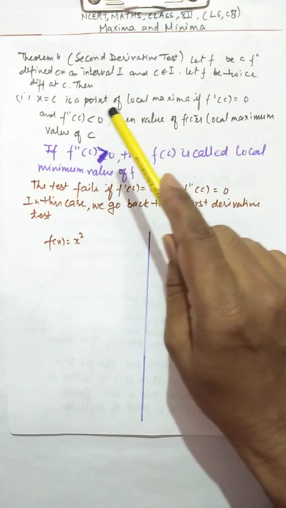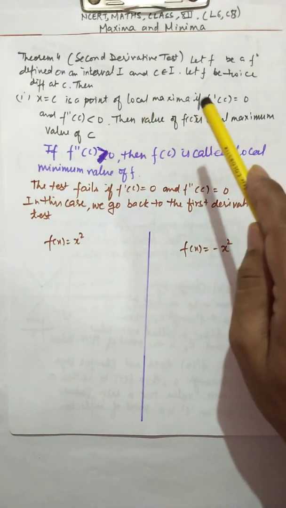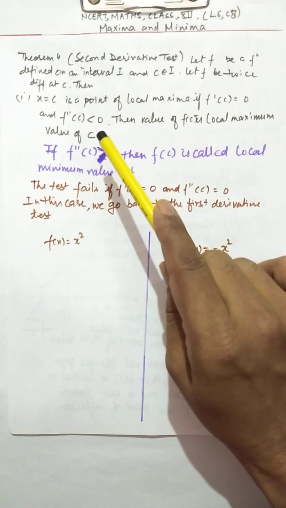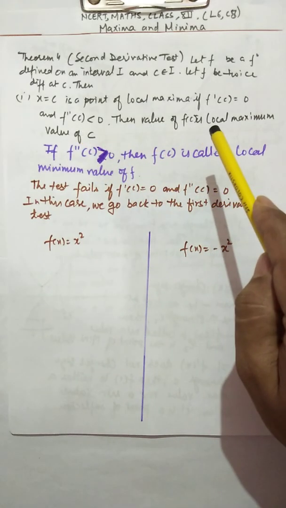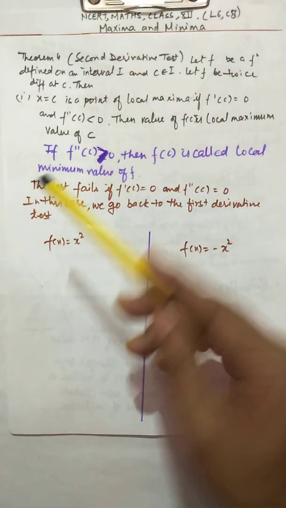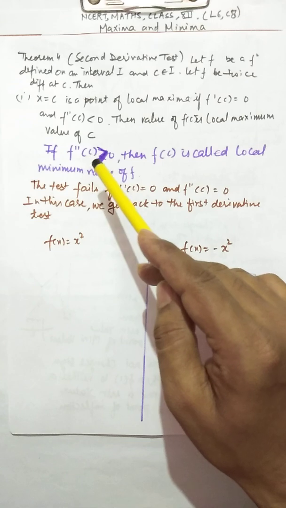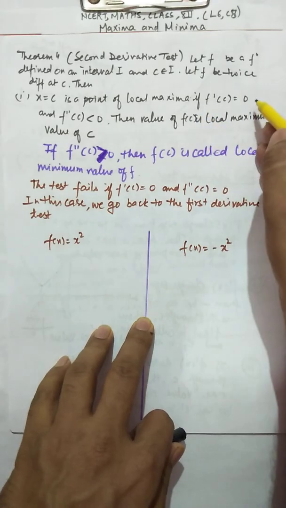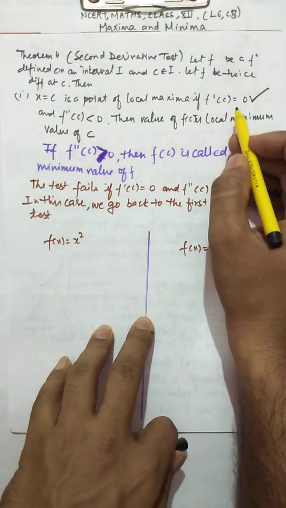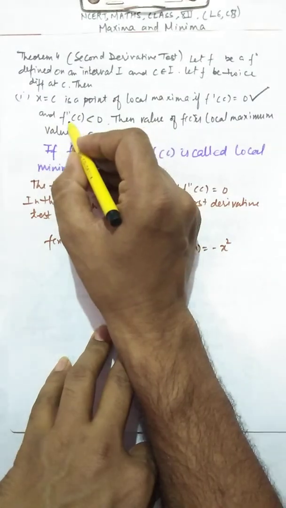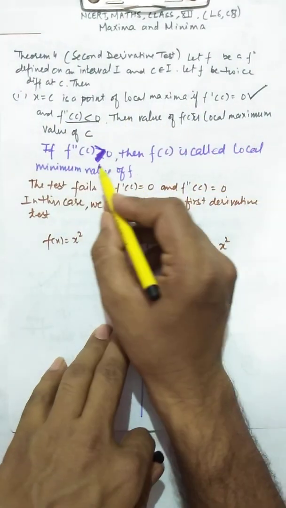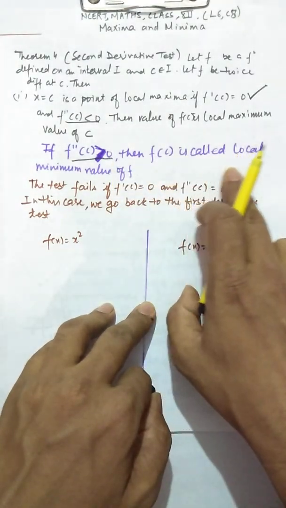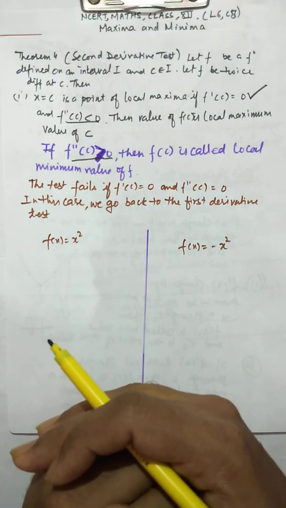So x = c is a point of local maxima if f'(c) = 0 and f''(c) < 0. Then the value f(c) is the local maximum value. On the other hand, f'(c) = 0 is what we are taking, and after that we are going to discuss two cases. This is your case 1, f''(c) < 0, and the second case, f''(c) > 0, then f(c) is called the local minimum value of f.